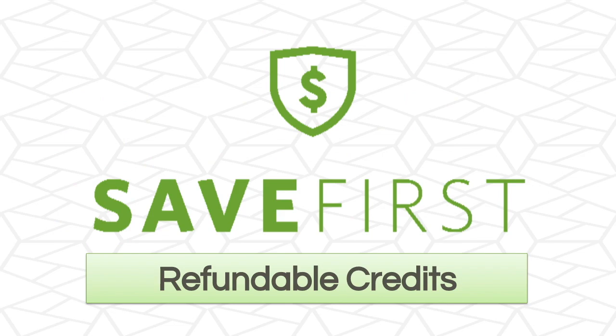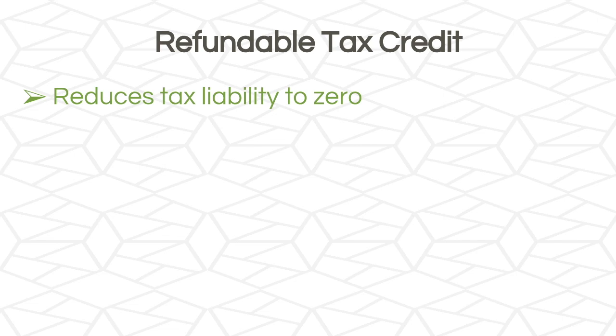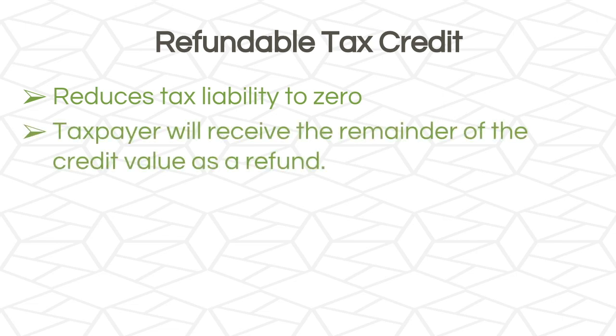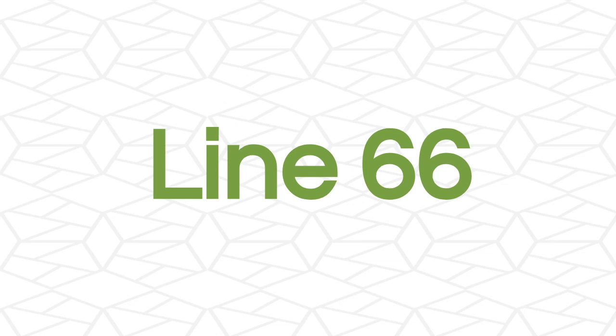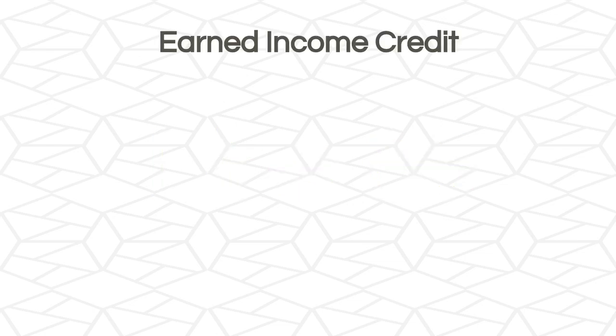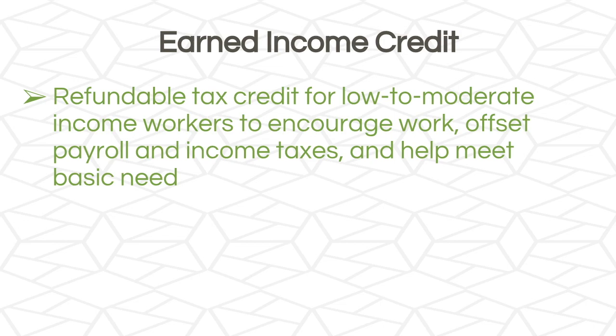So now let's start talking about refundable credits. These will reduce the tax liability to 0, and the taxpayer will receive the remainder of the credit value as a refund. So this includes the additional child tax credit and the earned income credit. Now on line 66, we have the earned income credit. As you know, this is a refundable tax credit for low to moderate income workers to encourage work, offset payroll and income taxes, and help meet basic needs.